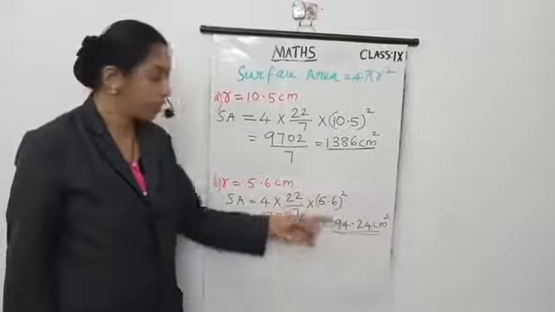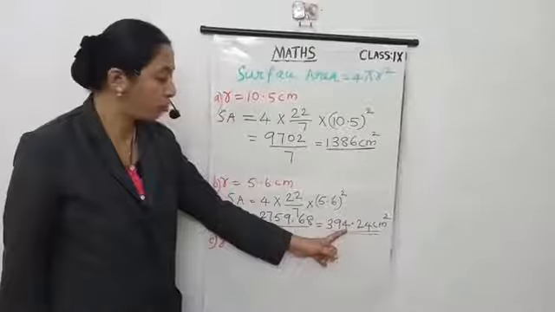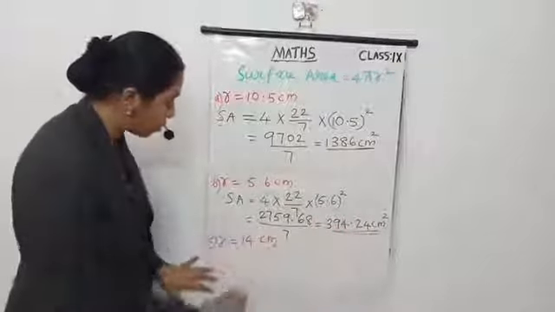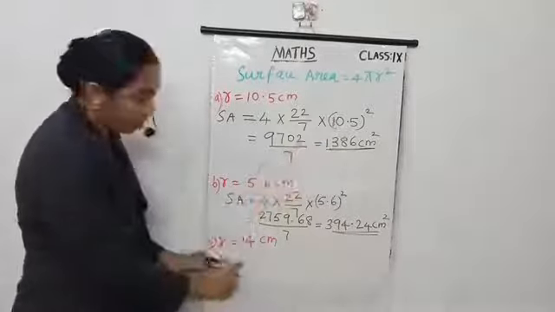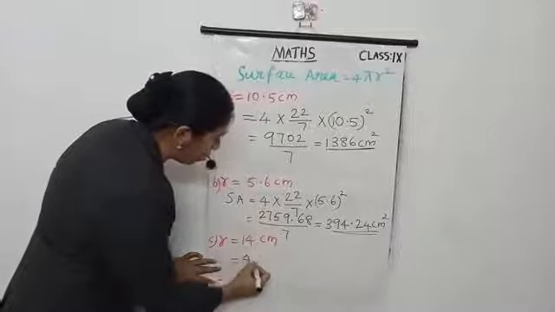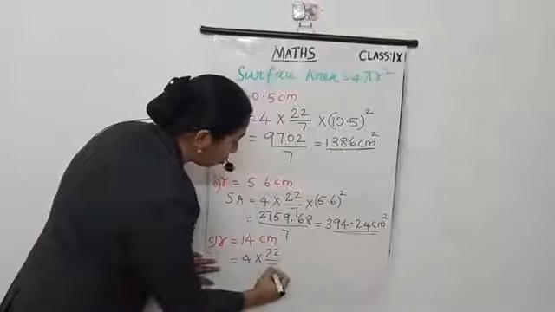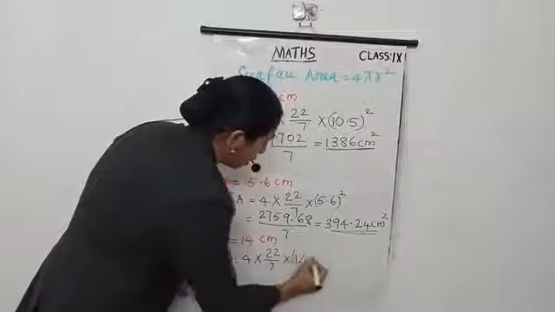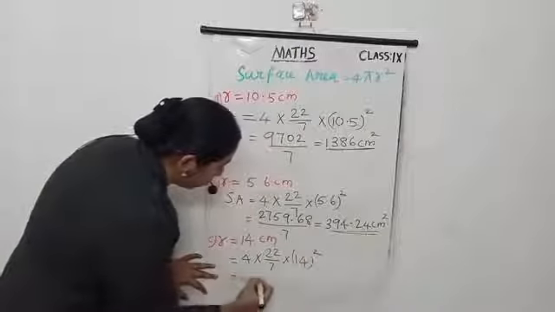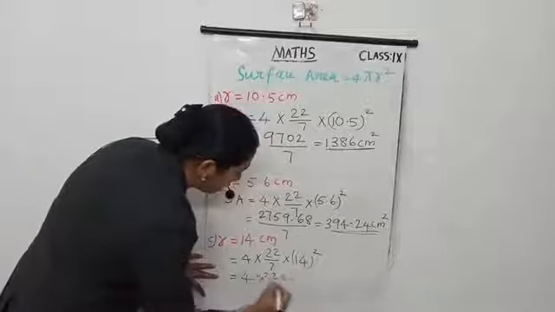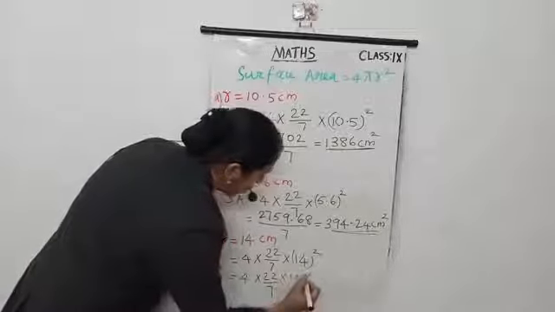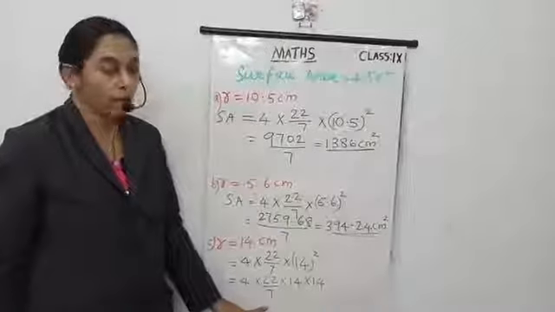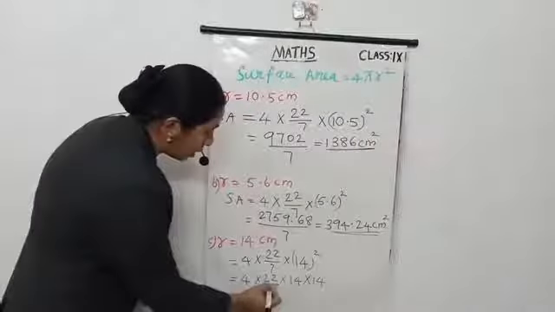Now divide. After division we get 394.24 centimeter square. Same like this also. Substitute r equal 14. So surface area equal to 4 into pi 22 by 7 into r, 14 square. This is equal to 4 into 22 by 7 into 14 into 14, because 14 is a multiple of 7. So we can do in this way.